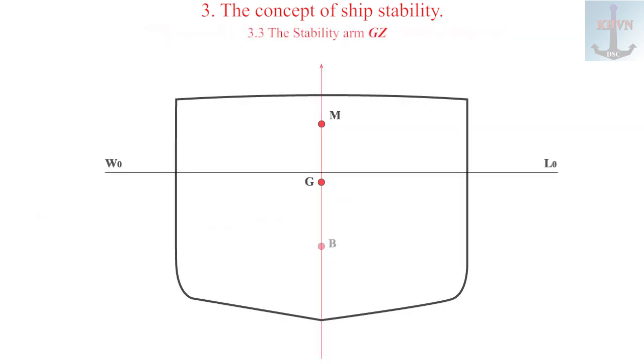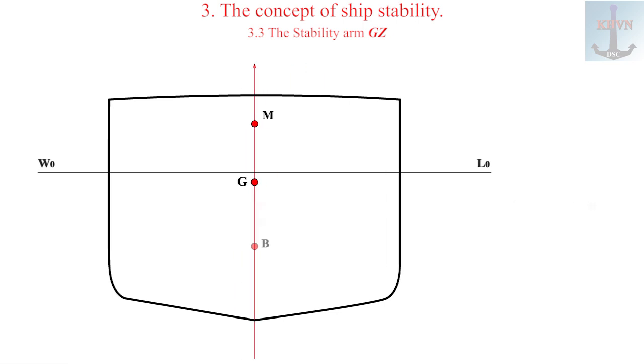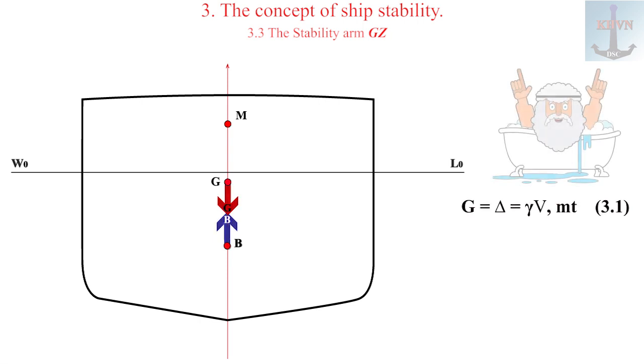(3.3) Stability arm GZ. Again the projection of the midsection. Vessel straight with positive buoyancy. The forces are balanced, G equals B, according to Archimedes. Force G is the weight displacement, D. Force G equals displacement D and equals gamma V, formula 3.1, where V is the volume displacement and gamma is the density of the water.